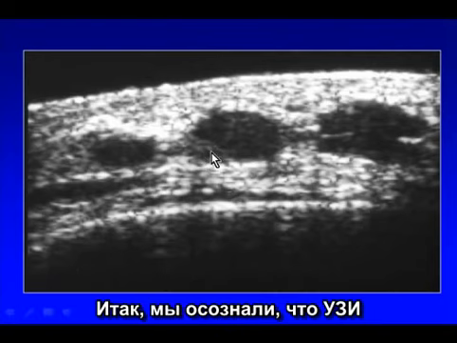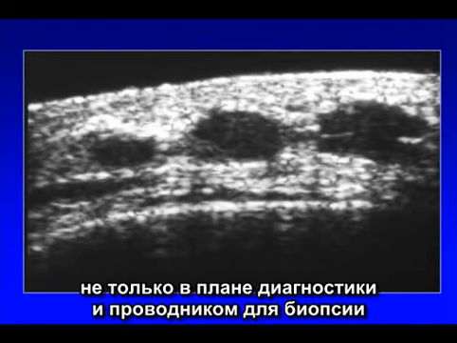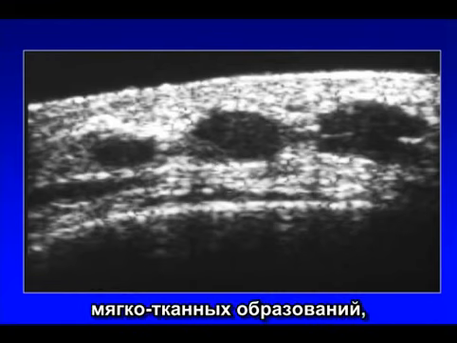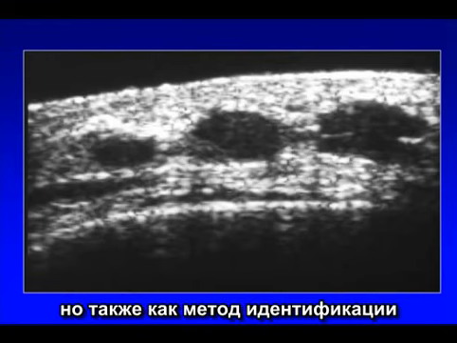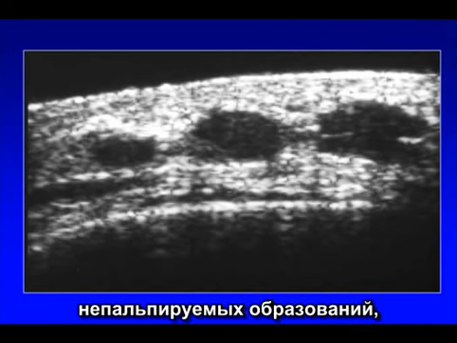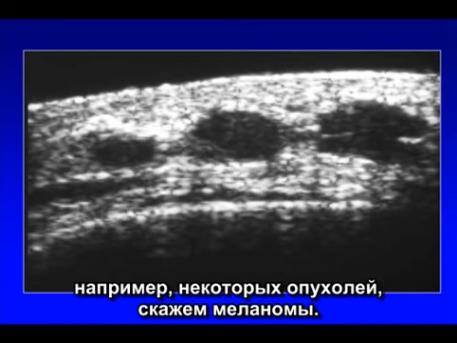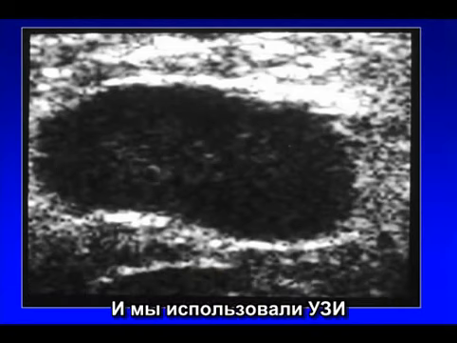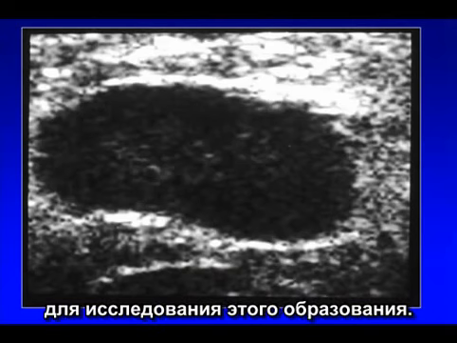So then we realized that ultrasound can be a very powerful tool, not only in diagnosing and guiding biopsy for soft tissue masses, but also in identifying non-palpable masses in tumors such as melanoma. Here's another non-palpable mass in this patient, higher up in the thigh. And so we then used ultrasound as a means to follow him.